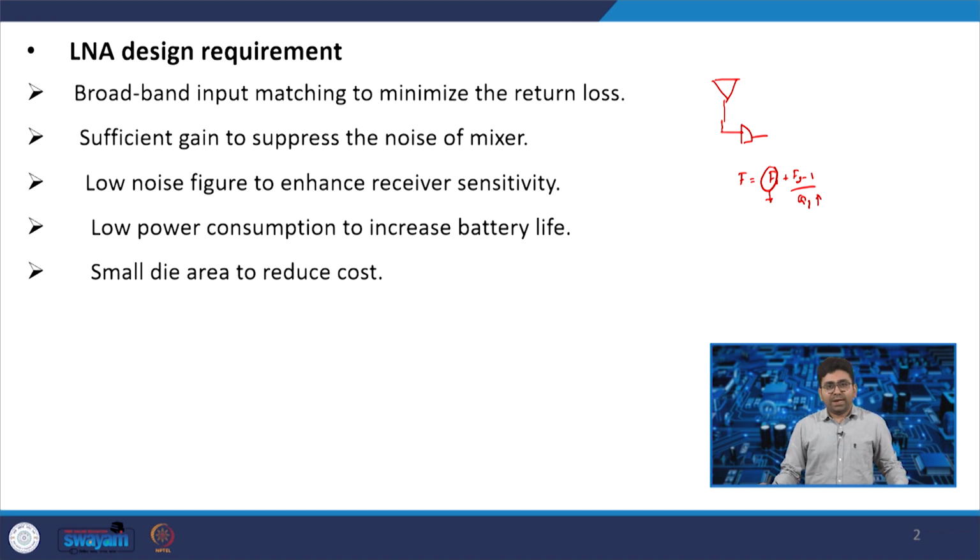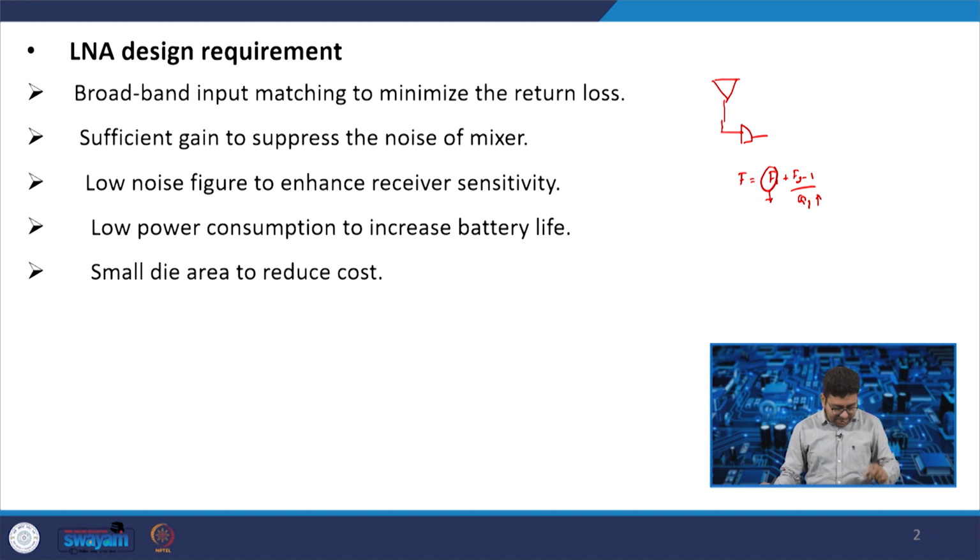Low noise figure enhances the receiver sensitivity. As we reduce the noise figure, we can improve the sensitivity. We have already discussed sensitivity in detail in the previous modules. If we are targeting low power applications like IoT, we should also try to get lower power consumption to increase the battery life. On the other side, because cost is involved in the size of the chip, we need a minimum die area in order to reduce the cost.